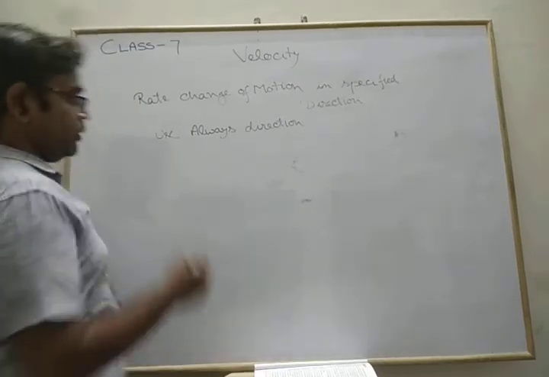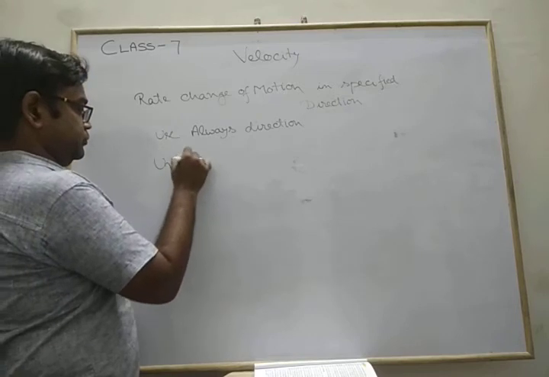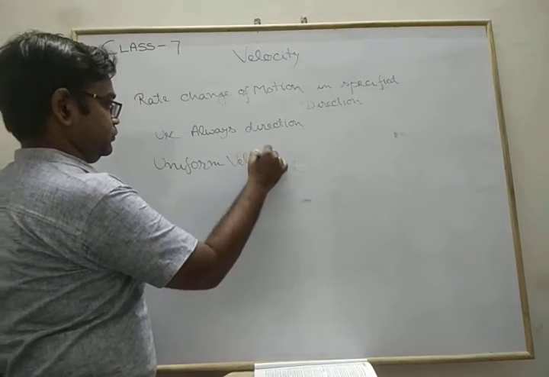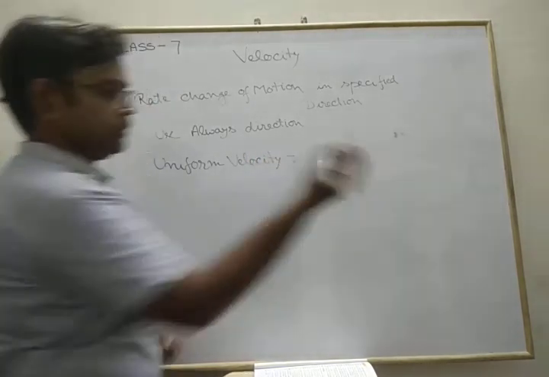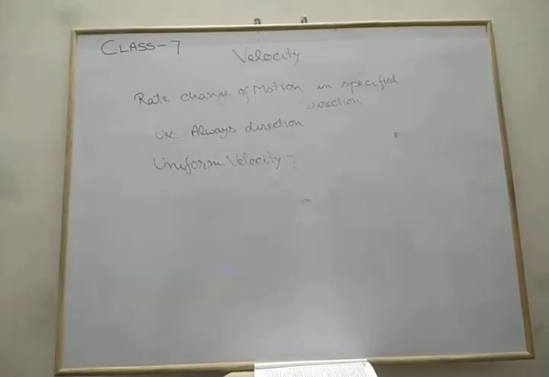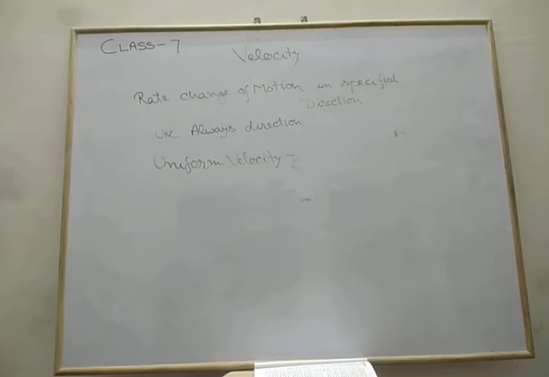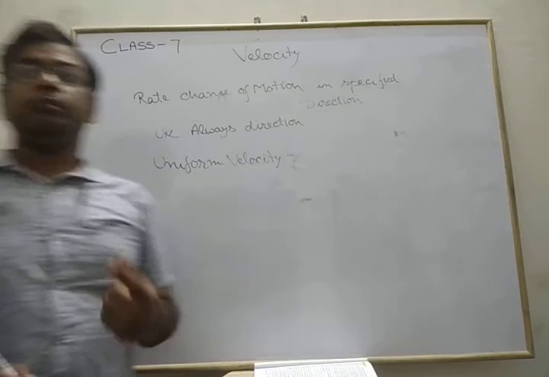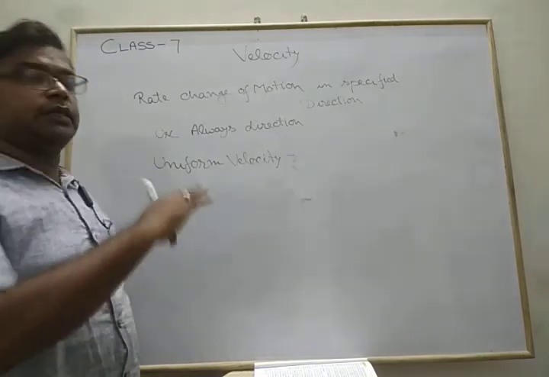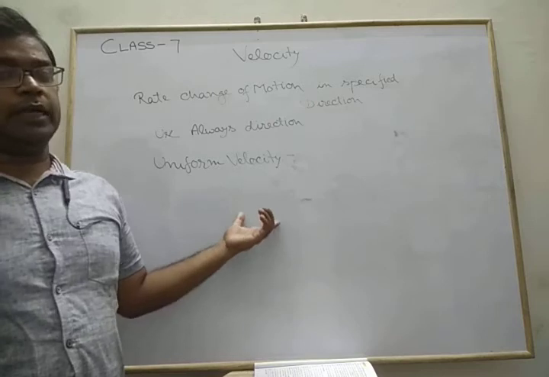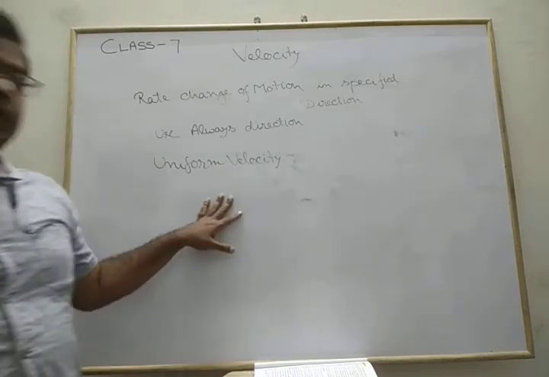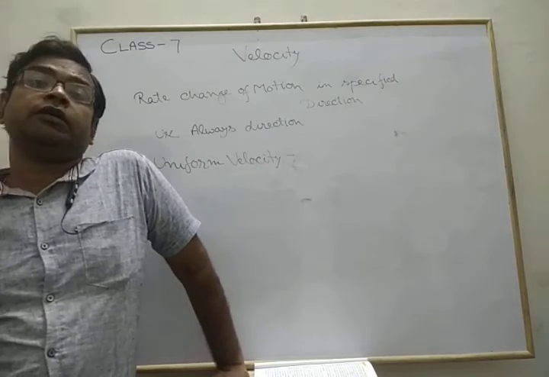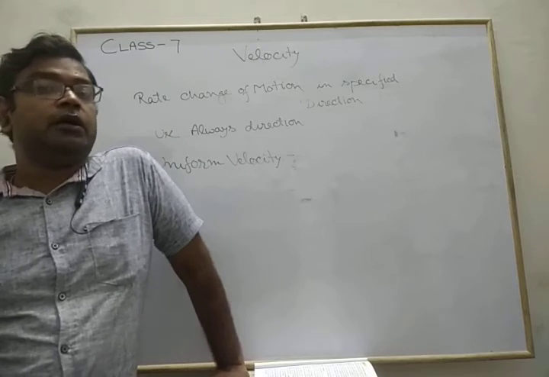First one is uniform velocity. Uniform velocity is similar to uniform speed, but in uniform speed we have no direction, and in this case we add direction. As we know, uniform speed is when a body covers equal distance in equal intervals of time. This is the definition of uniform speed.